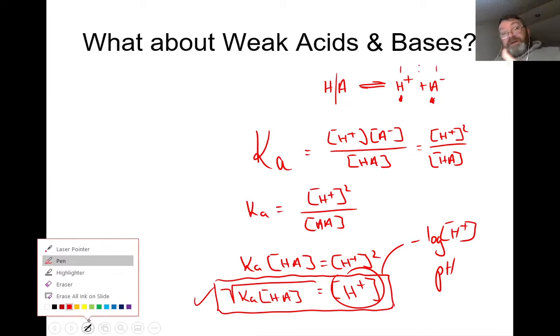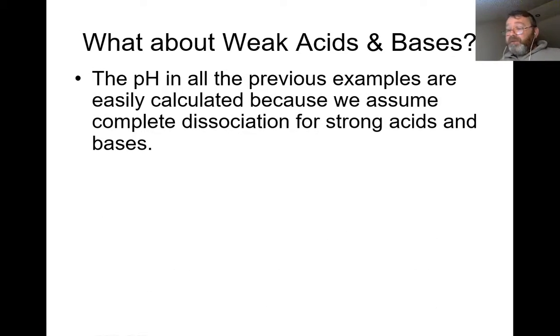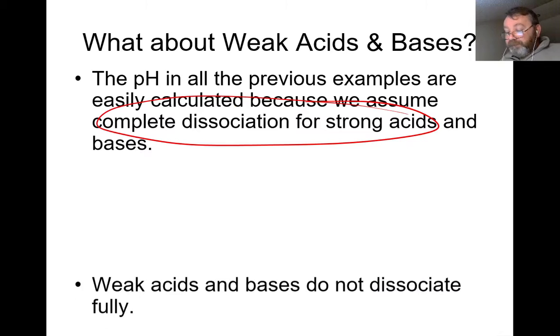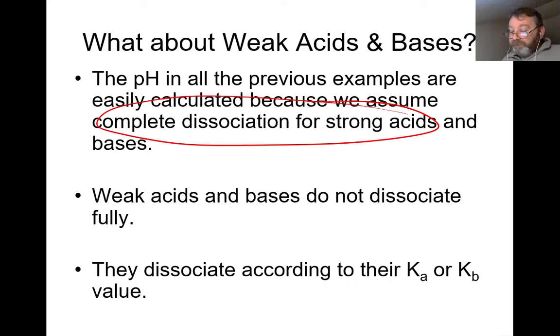Now, you'll never be asked to get that theory out on paper, but you will be expected to understand the formula as a way of using the dissociation constant of a weak acid in order to work out what the concentration of hydrogen ions will be in a solution of weak acid. So the pH values in all the previous examples were easily calculated because we assumed complete dissociation for strong acids. It's extremely important, okay? Weak acids and bases do not fully dissociate in water, but they dissociate according to their Ka, that's just for an acid, or Kb, that's for a base, value, okay?